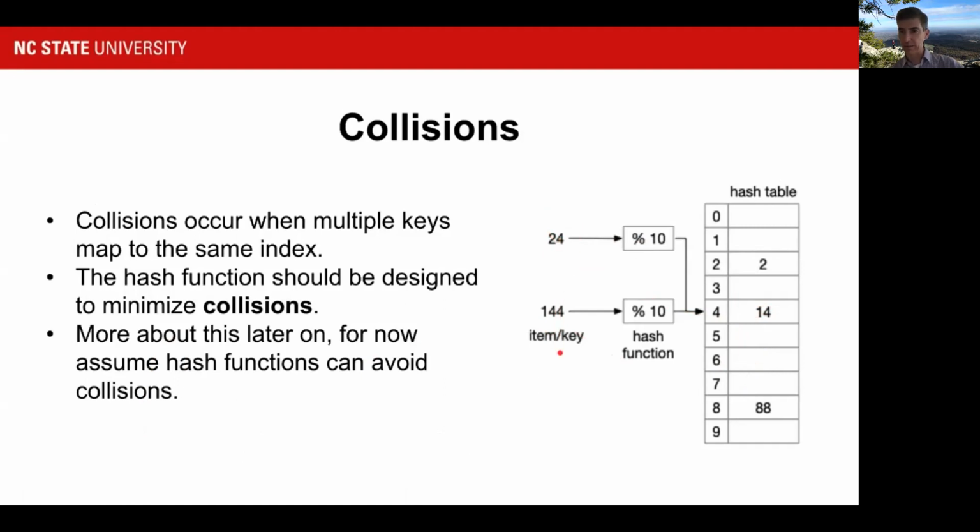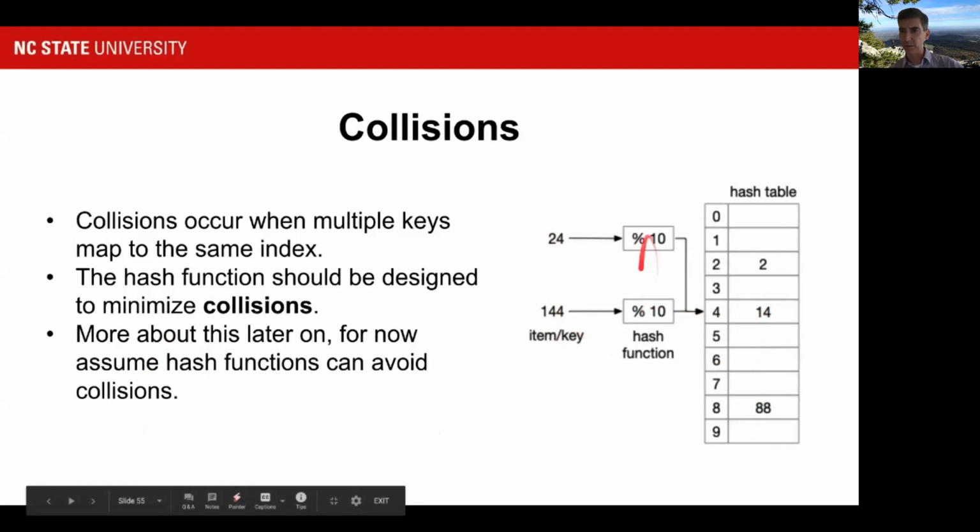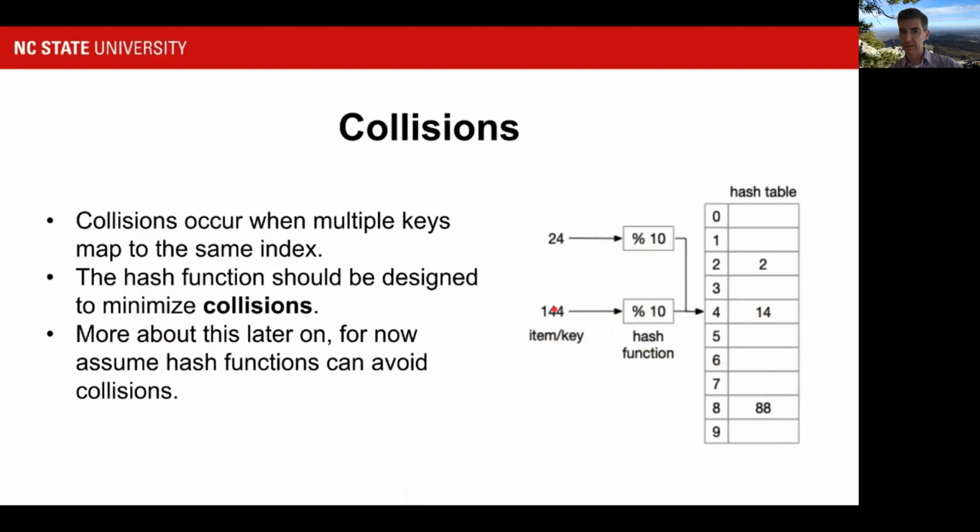This is really vexing because I actually have a lot of other empty spots in my table. It's just that my hash function's too dumb to stick them there. Like I wish 24 was mapping to 6, and I wish 144 was mapping to 0, but it's not. So collisions happen when multiple data items get mapped to the same index, and you already have data stored there. And so we obviously want to minimize collisions.